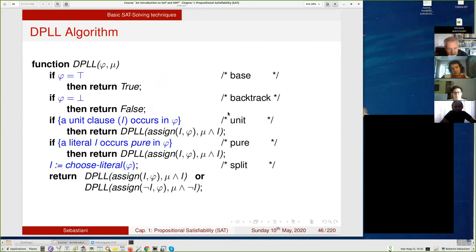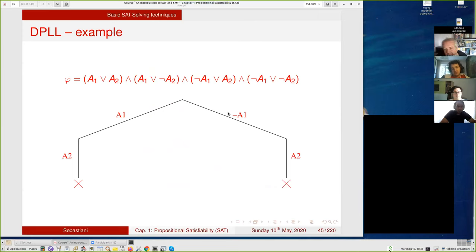So this is the schema of our algorithm. Again, consider the usual formula. Here we don't have a deterministic step because we don't have a unit here. So let's decide on one variable, A1. If we assign A1 to true, this is satisfied. So the first two clauses are satisfied. Then this is false, which means that A1, A2 becomes a unit. So we can unit propagate A2.